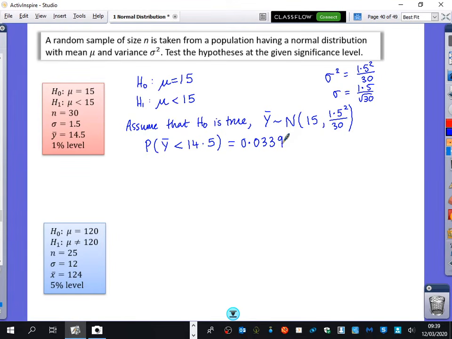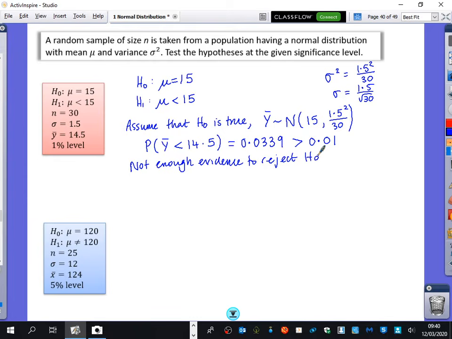So, what does this tell me about my chocolate bar that I took the sample of? It's really unlikely to be 15. It's really unlikely, but I was testing it at the 1% significance level. That's right. So actually, this is bigger than 0.01. So although from these 30 chocolate bars there was only a 3% chance that they had an average of 14.5, that's still bigger than my 1% significance level. So there is not enough evidence to reject H0.